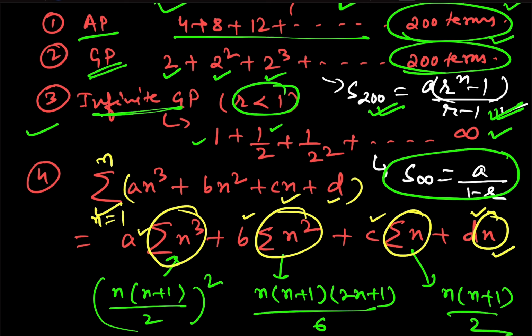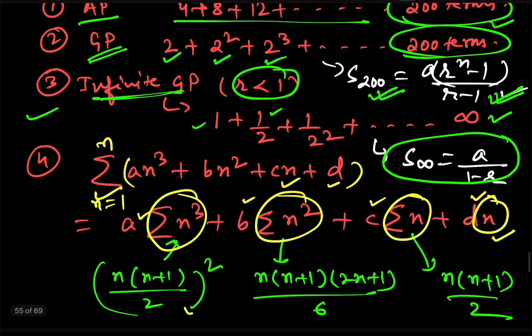The summation of n cube, you have to keep in mind, is this result: n into n plus 1 whole divided by 2, whole square. Summation of n square is n into n plus 1 into 2n plus 1 divided by 6, and summation of n is n into n plus 1 divided by 2. So let's take an example for this case.